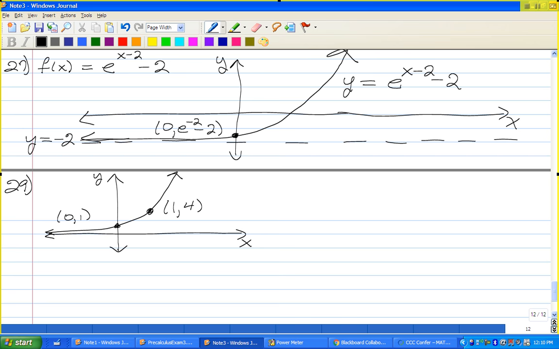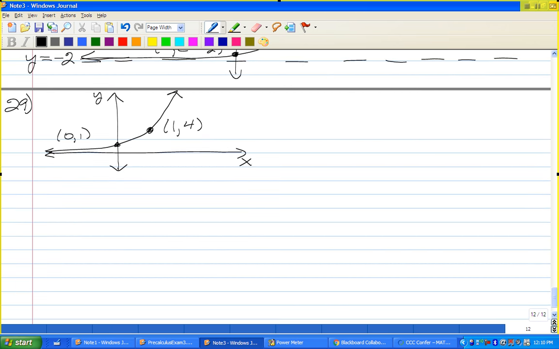In exercises 29 through 32, find the value of b, if any, that would cause the graph of y equaling b to the x to look like the graph indicated. Okay, so this is y is equal to b to the x. Well, I have that y is 4 when x is 1, and so that says that b is equal to 4. So this is the graph of y equaling 4 to the x. Notice that 4 to the 0 is indeed equal to 1.